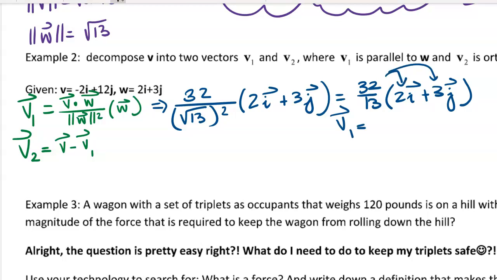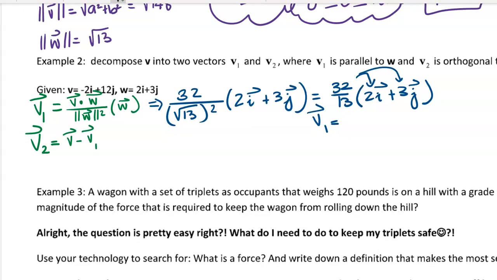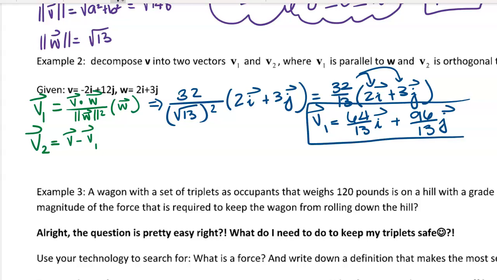Okay, final answer. What should we box up, Iran? Leave it in exact form, okay, bud? 32 times 2 is what? 64. Good. Over? 13. Perfect, in the I direction. And then 32 times 3 is? 96. Perfect. Over? J. Over? 13. Yeah, perfect. Good job. All right.